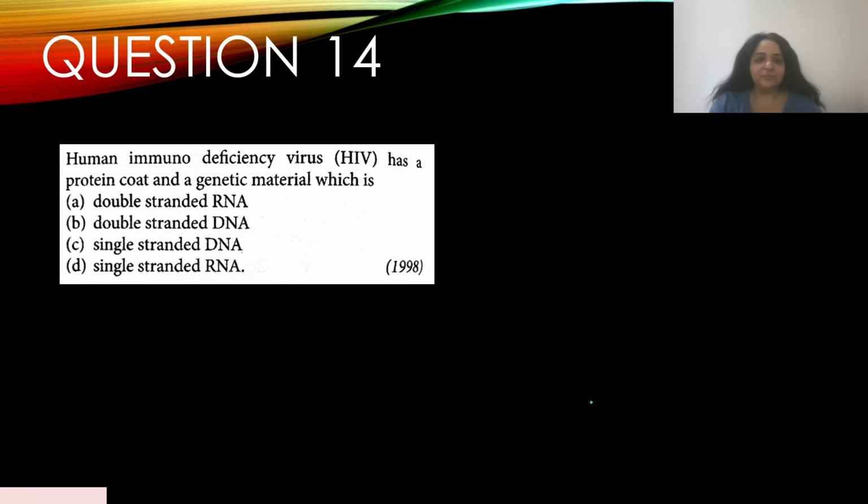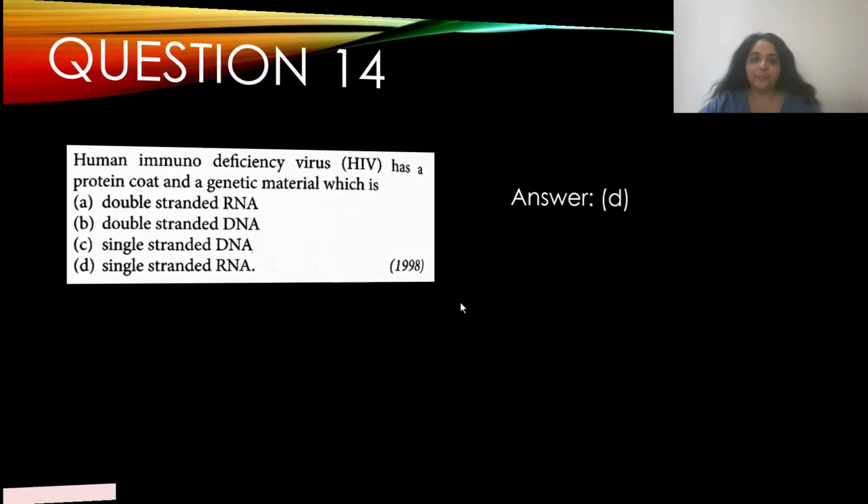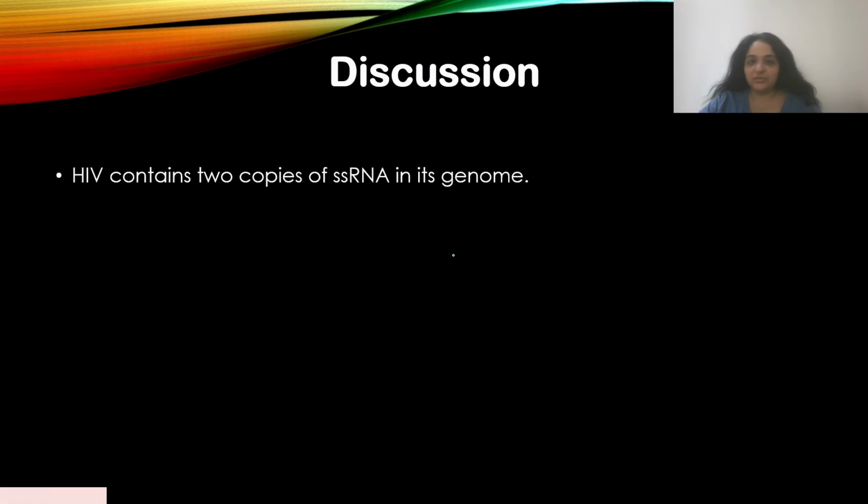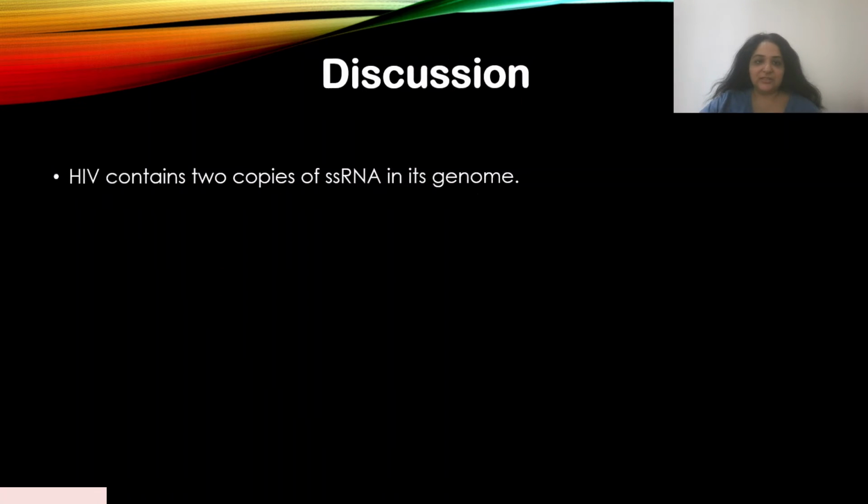Question number 14. Human immunodeficiency virus HIV has a protein coat and a genetic material which is, it appeared in 1998, A. double-stranded RNA, B. double-stranded DNA, C. single-stranded DNA, D. single-stranded RNA. So HIV obviously has a protein coat, but the genetic material is single-stranded RNA. There are 2 copies of single-stranded RNA. So the answer is D. It contains 2 copies of single-stranded RNA in its genome. You can go back and look at the structure when I explain HIV structure and its replication. This was pretty simple.